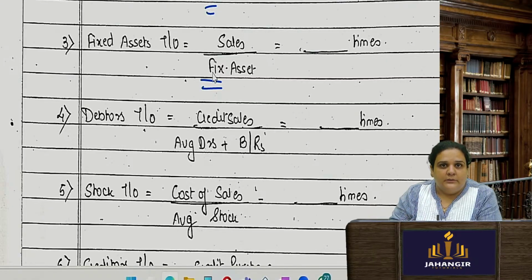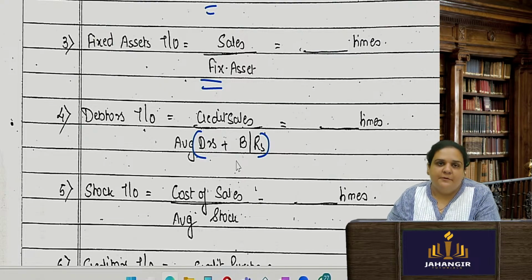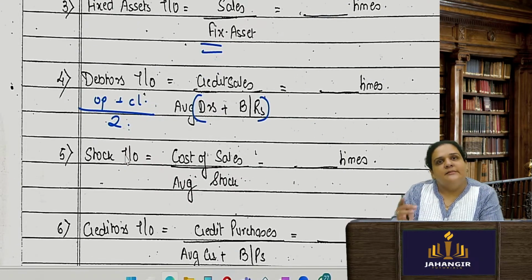Debtors turnover will be your credit sales. How is debtors generated? Not from all the sales, not from entire revenue. Only if you are selling goods on credit. So credit sales upon your average debtors plus bills receivable. Average means opening plus closing divided by 2. If nothing is given as opening and closing, then I will just take the figure which I have with me in the balance sheet.